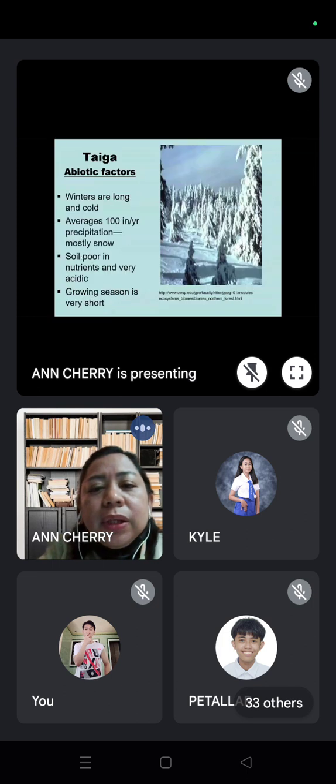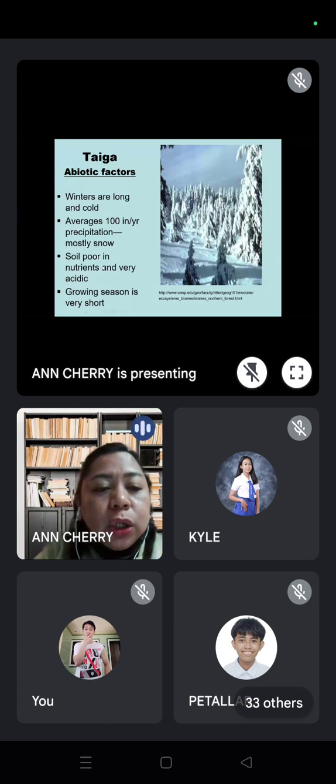Okay. So in the taiga, winters are long and cold, and mostly the precipitation is in the form of snow. Places like Canada, parts of China, and Russia have taiga. Okay.